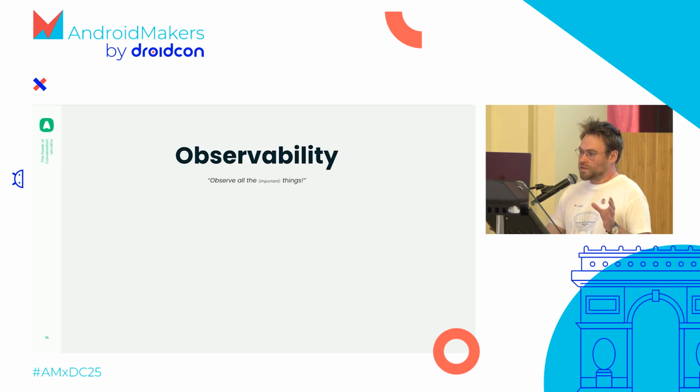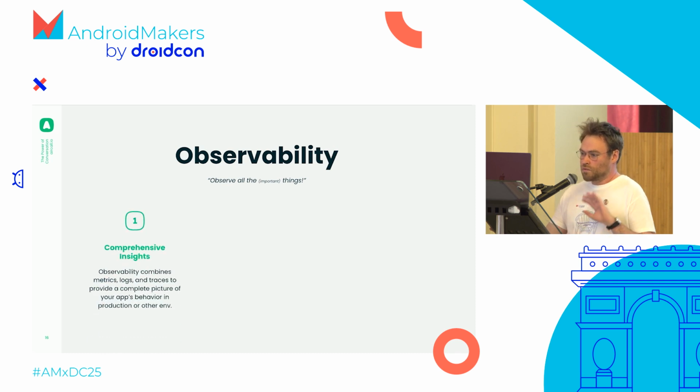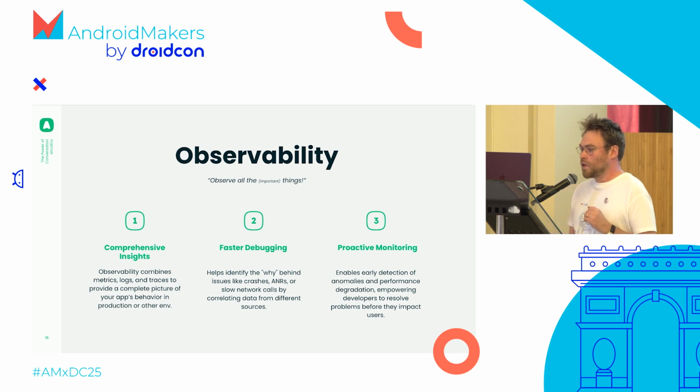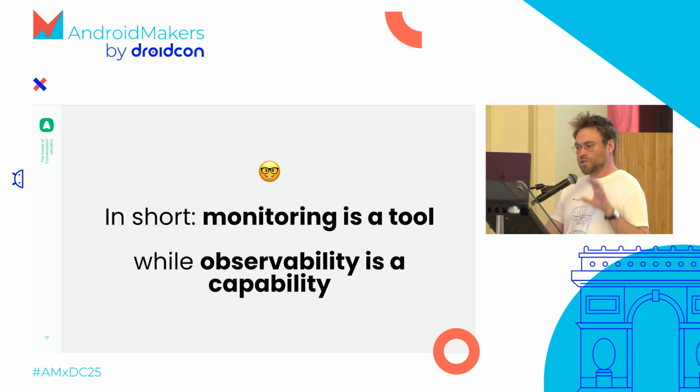And observability is to observe all the important things, so you have some comprehensive insights. Observability combines all the metrics you are sending, logs, tags, traces, all the measurements that you are sending from your application to have a better picture of what your application is doing in production or in another environment. This allows you also to do some faster debugging, helps you to understand why some bad things happen in production, and also allows you to do some proactive monitoring, enabling early detection. So, in short, monitoring is the tool, while observability is a capability.